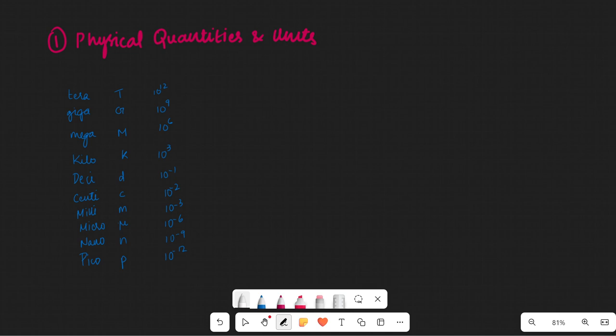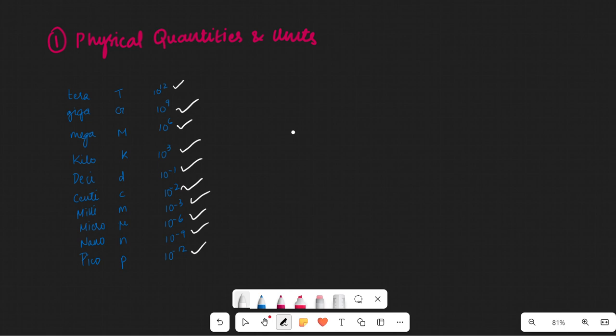So today we'll be doing the AS level physics chapter 1, physical quantities and units. This is a very short chapter and it's pretty easy to understand. First we'll be looking at the units. First we have tera. Tera is 10 raised to 12, giga is 10 raised to 9, mega is 10 raised to 6, and so on. Then we have kilo, deci, centi, milli, micro, nano, and pico.